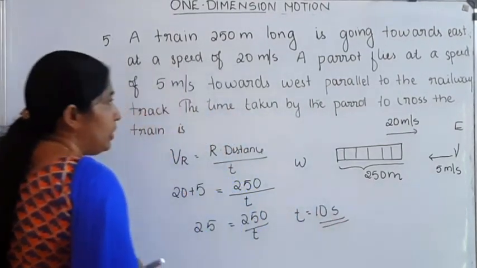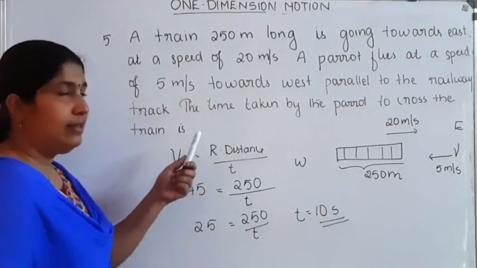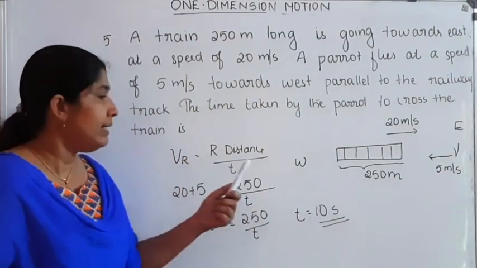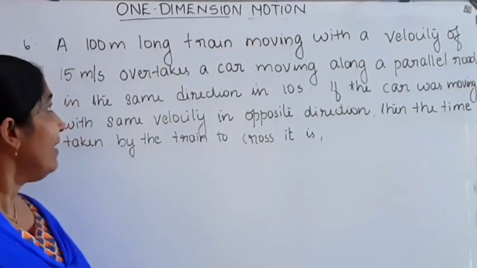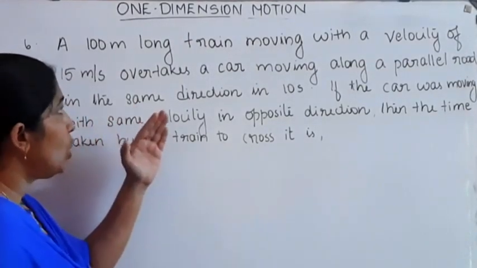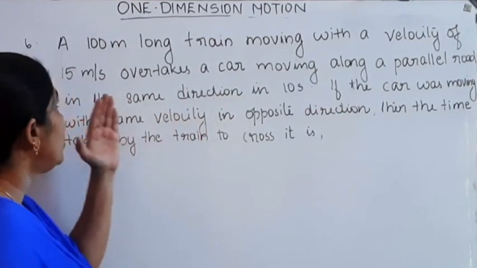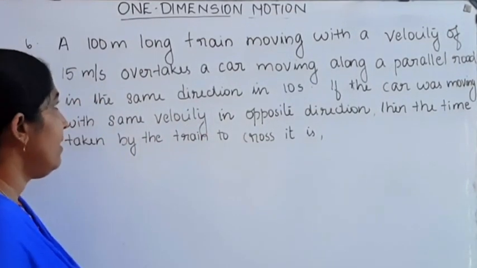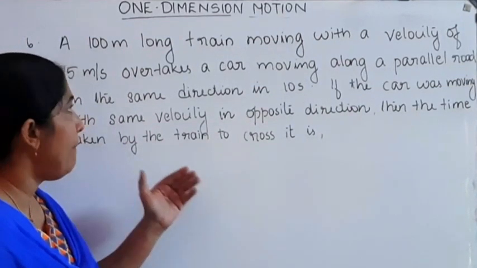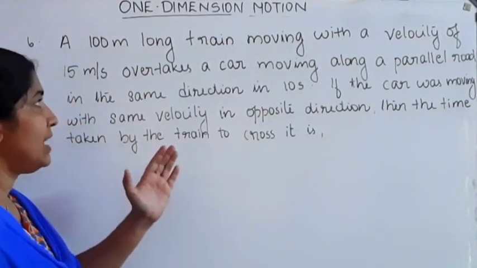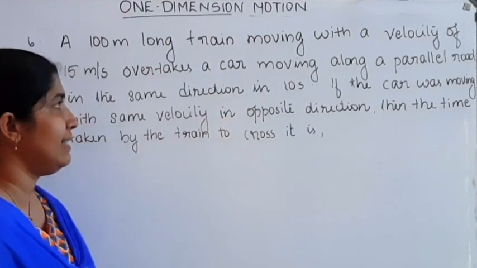What about the time taken by the parrot to cross the train? It's equal to 10 seconds. Our next question. A 100 meter long train moving with a velocity of 15 meter per second overtakes a car moving along a parallel road in the same direction in 10 seconds.